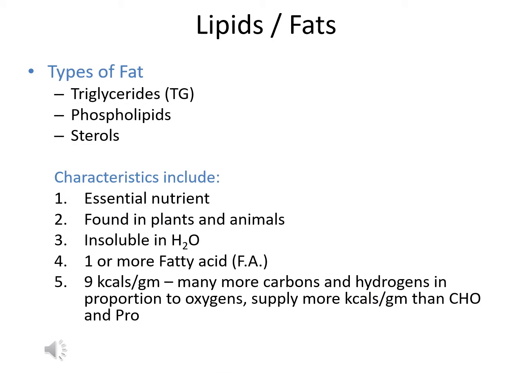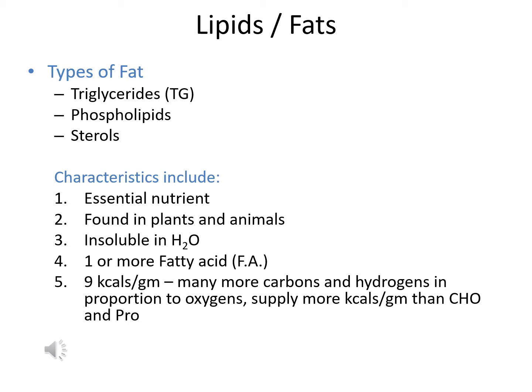We'll take a look at each one of these types of fat that fall under this family of lipids. However, the first thing we're going to note are some of the general characteristics that cover all three of these types of fats. First of all, they are essential nutrients, meaning that your body cannot make them or cannot make them in sufficient amounts. For that reason, we have to get them from the food that we eat.